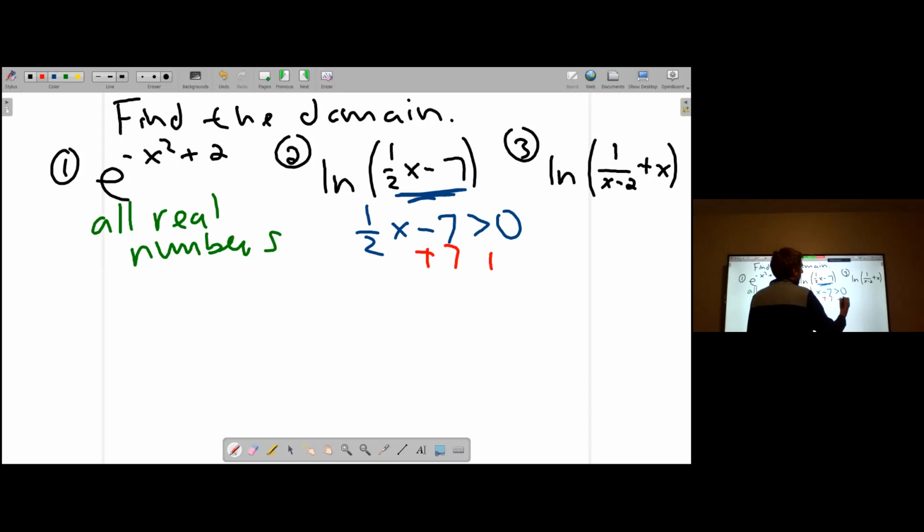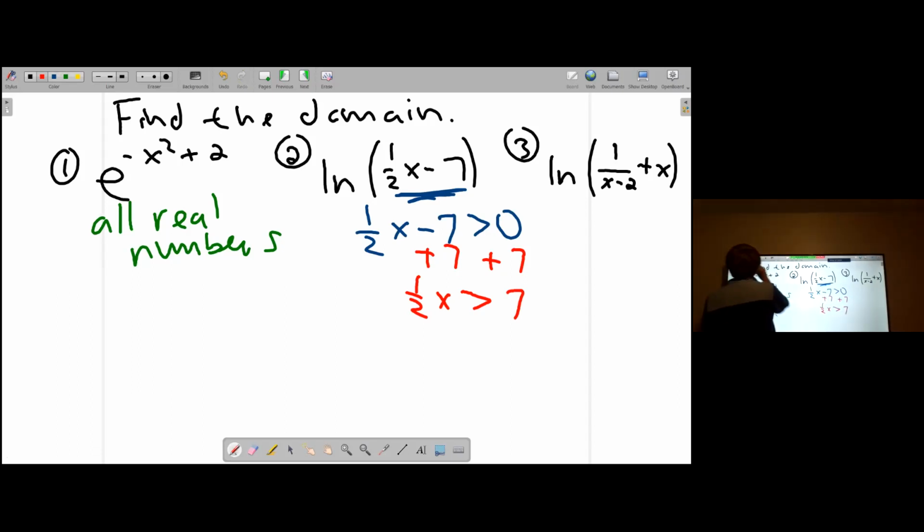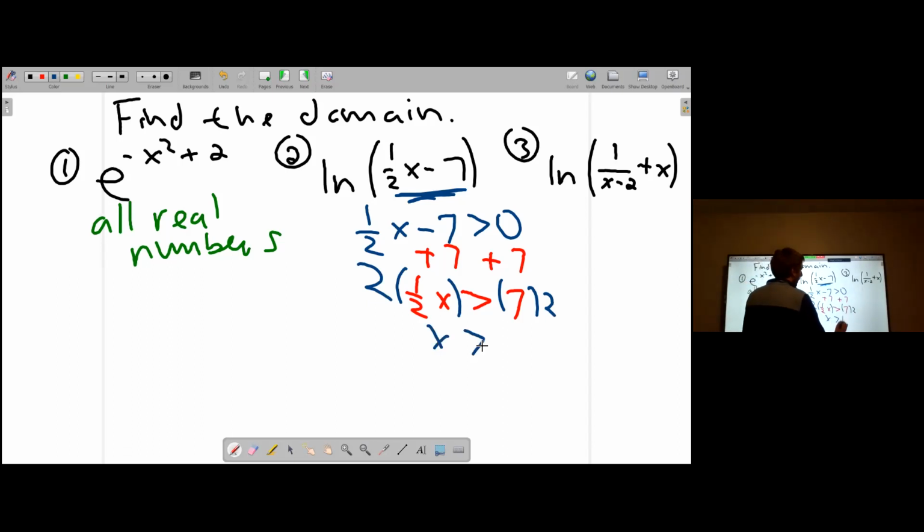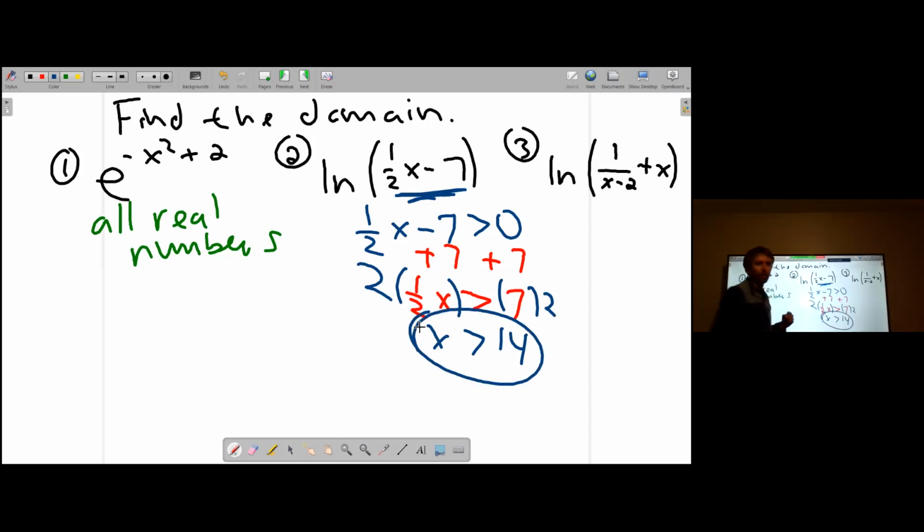add 7 to both sides, and we get 1/2 x is bigger than 7. We multiply by 2, and we're going to get x is bigger than 14. So this is the domain. We need x to be bigger than 14 for this function to work.